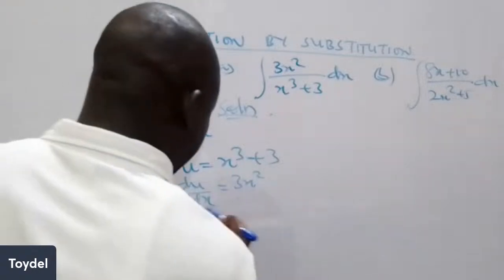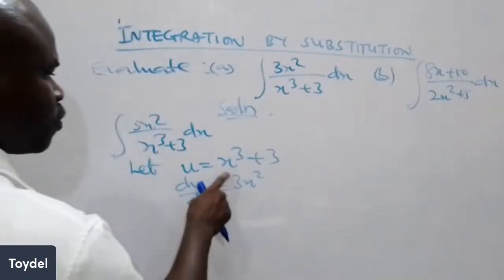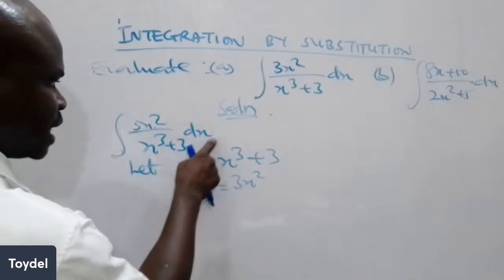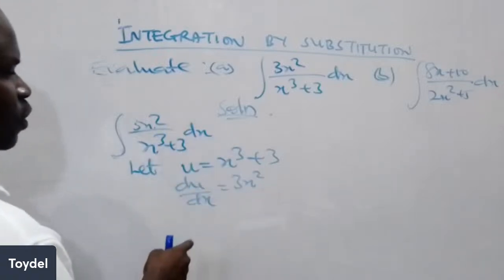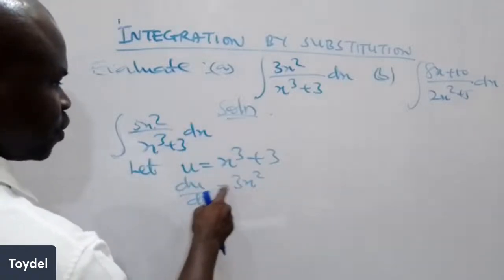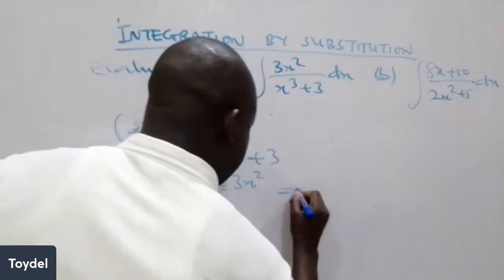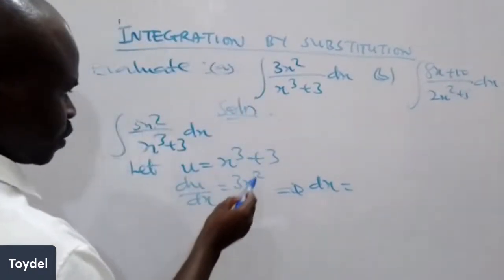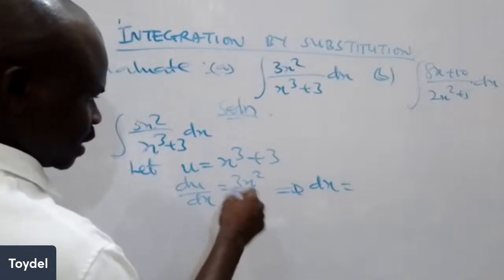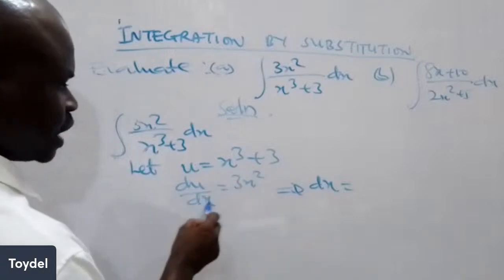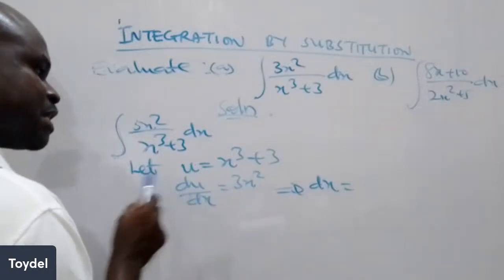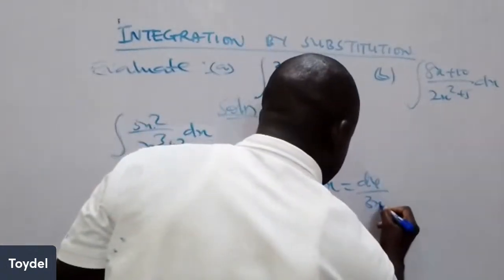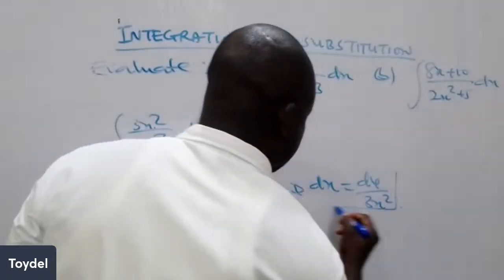Then if you cross multiply, what are you going to get? Because we represented everything at the denominator as u, I'm going to rewrite the dx in the form of du now. This implies that dx will be equal to what? If du dx is equal to 3x squared, then I want to make dx the subject of the formula. I'm going to have this to be du all over 3x squared. That is what dx will give me.